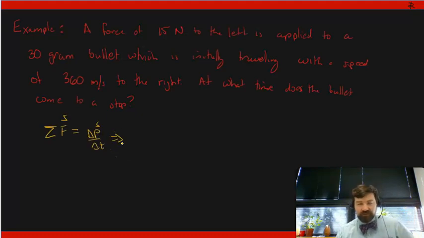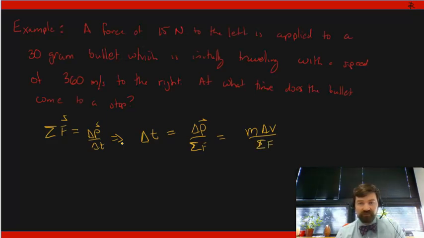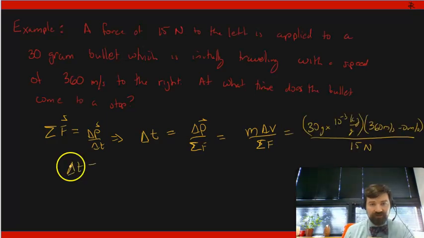We therefore use that the net force is the rate change of the linear momentum, and so that means that the time to bring this bullet to a stop must be the linear momentum change divided by the net force. So this in turn is m delta v over net force. And so plugging in, we get a total time of about 0.72 seconds.